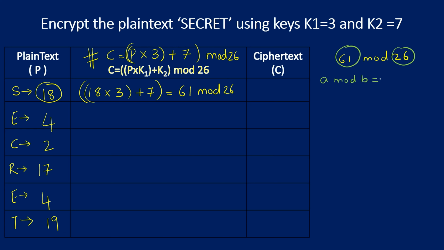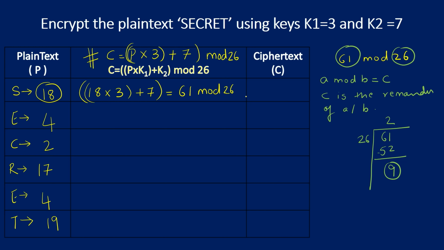When you do A mod B, you get an answer C. What is C? C is the remainder of A divided by B. So we take 61 and divide it by 26. 26 into 2 is 52, so the remainder is 9. Therefore 61 mod 26 gives the answer 9.